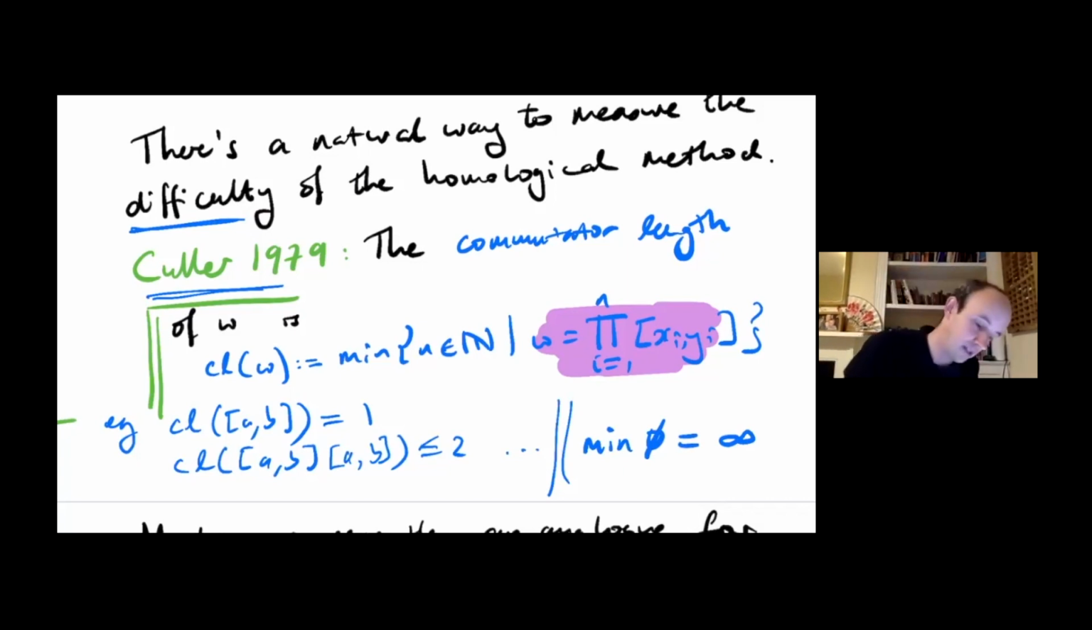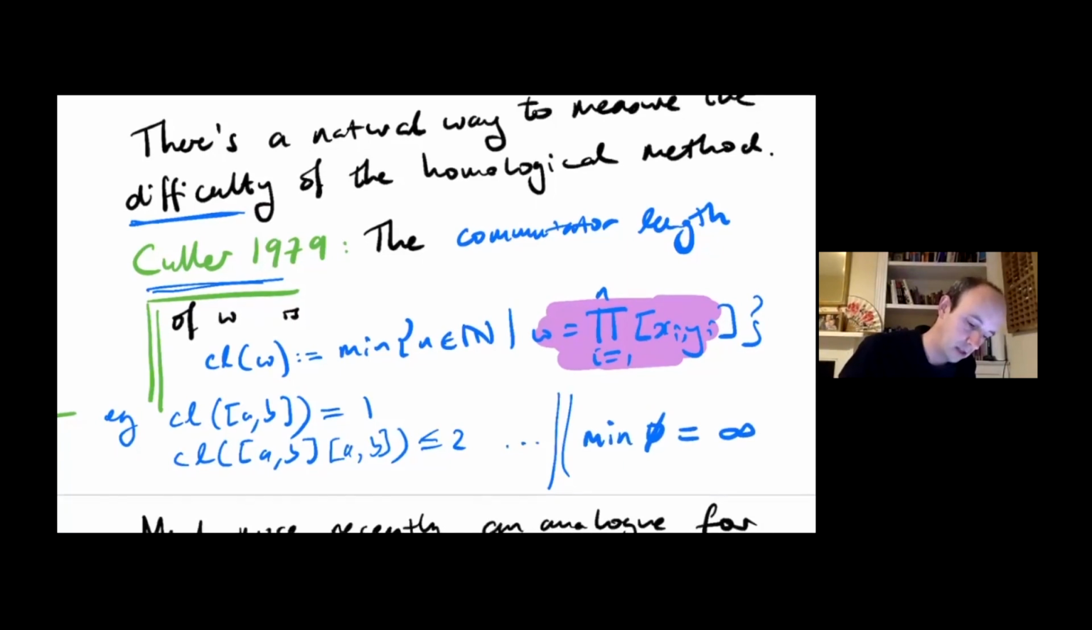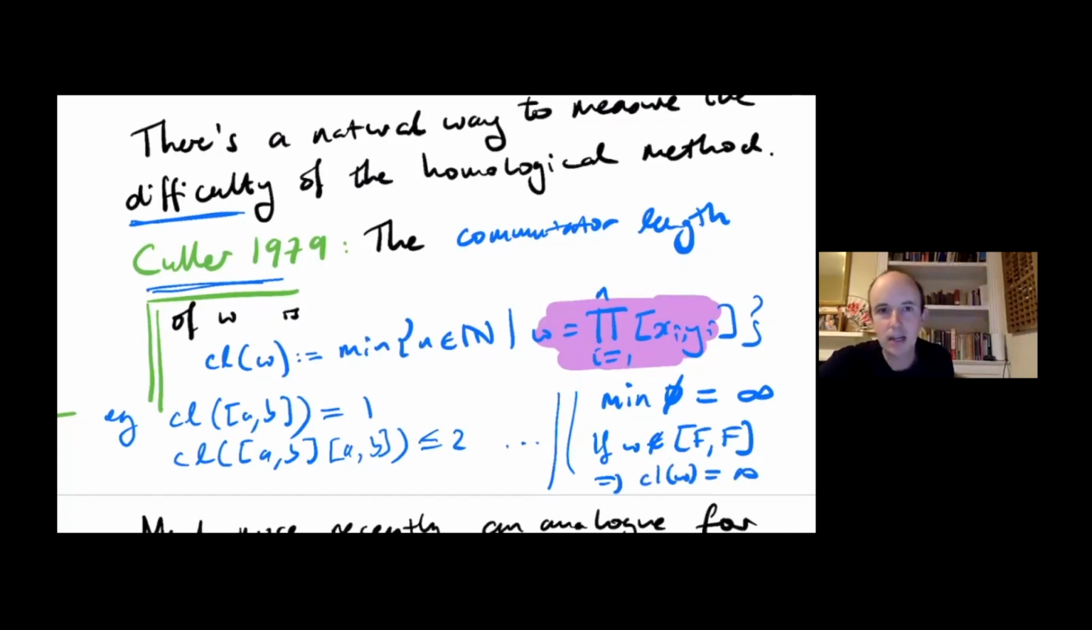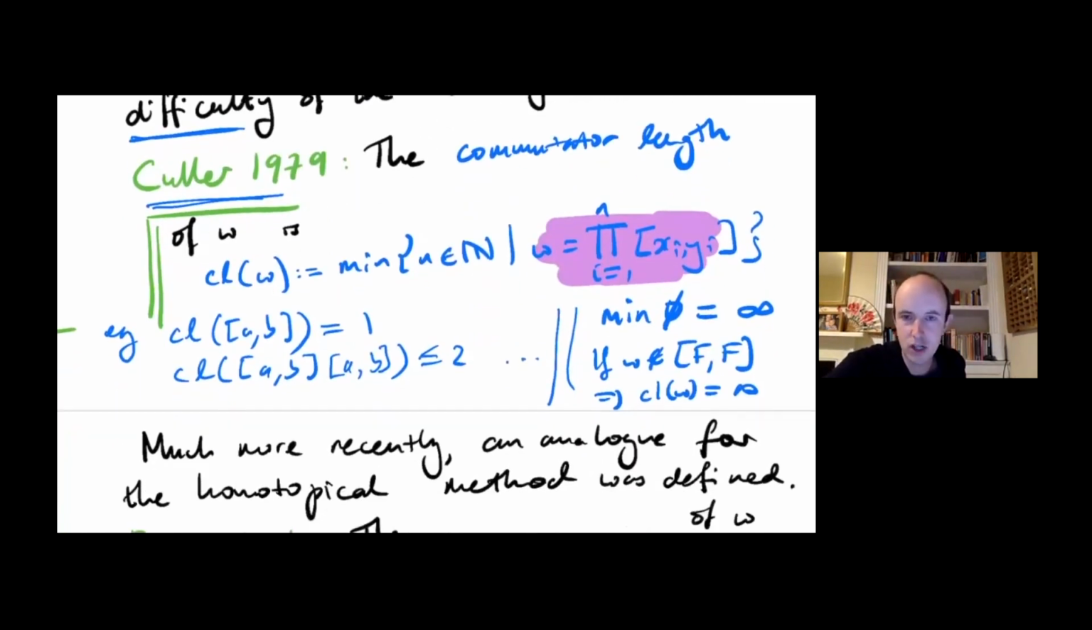So this tells us that if W is not in the commutator subgroup of F, then I'm just going to say that the commutator length of W is infinity. And that'll make sense of some of the statements that I make later. Okay, all right, good. So that's the commutator length.